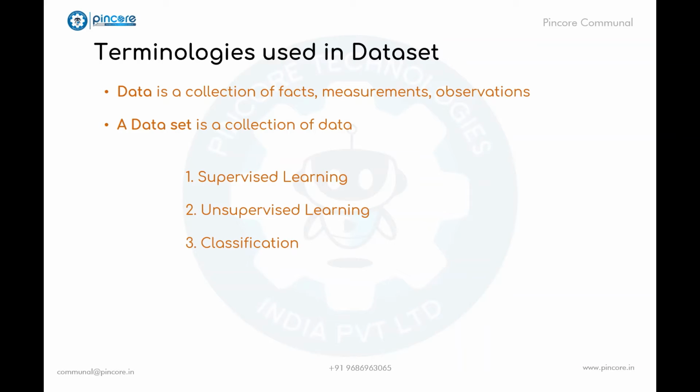Next terminology is classification. This is nothing but a subcategory of supervised learning. Classification is the process where we will take some sort of input, we will assign a label to it, and it is usually used when predictions are in a discrete manner, in the sense yes or no. For example, if we get a picture of an individual, we can classify it as male or female.